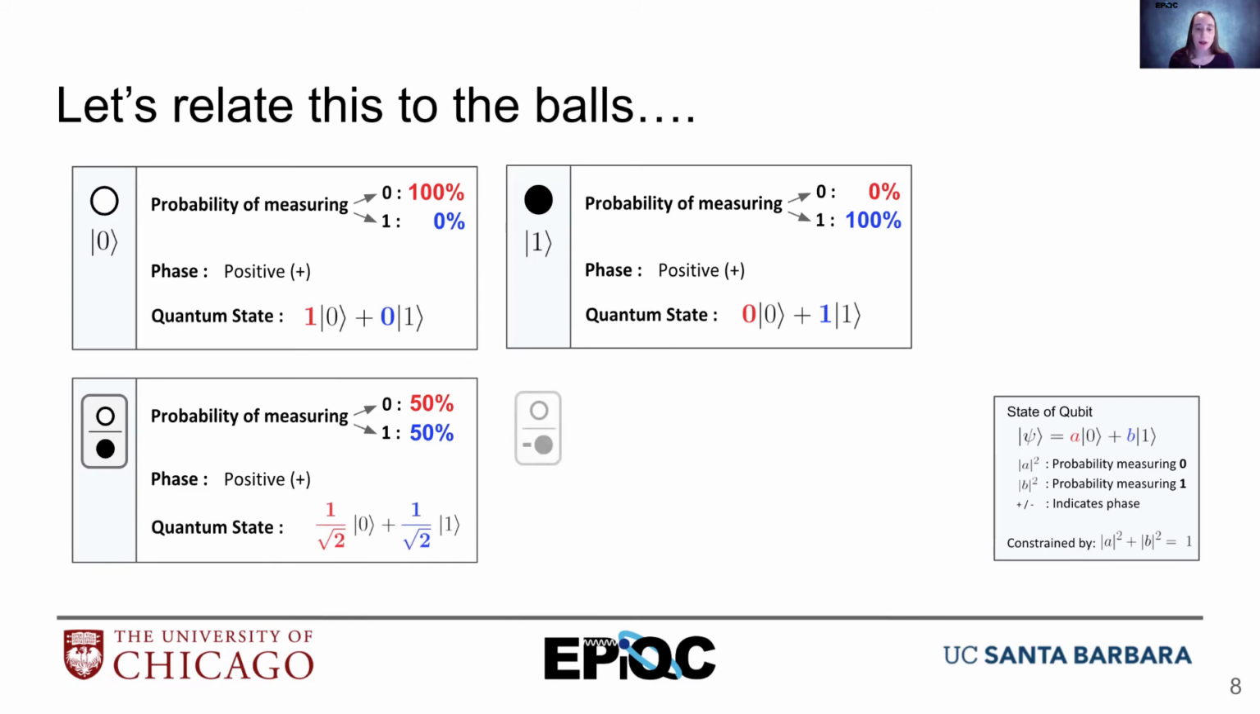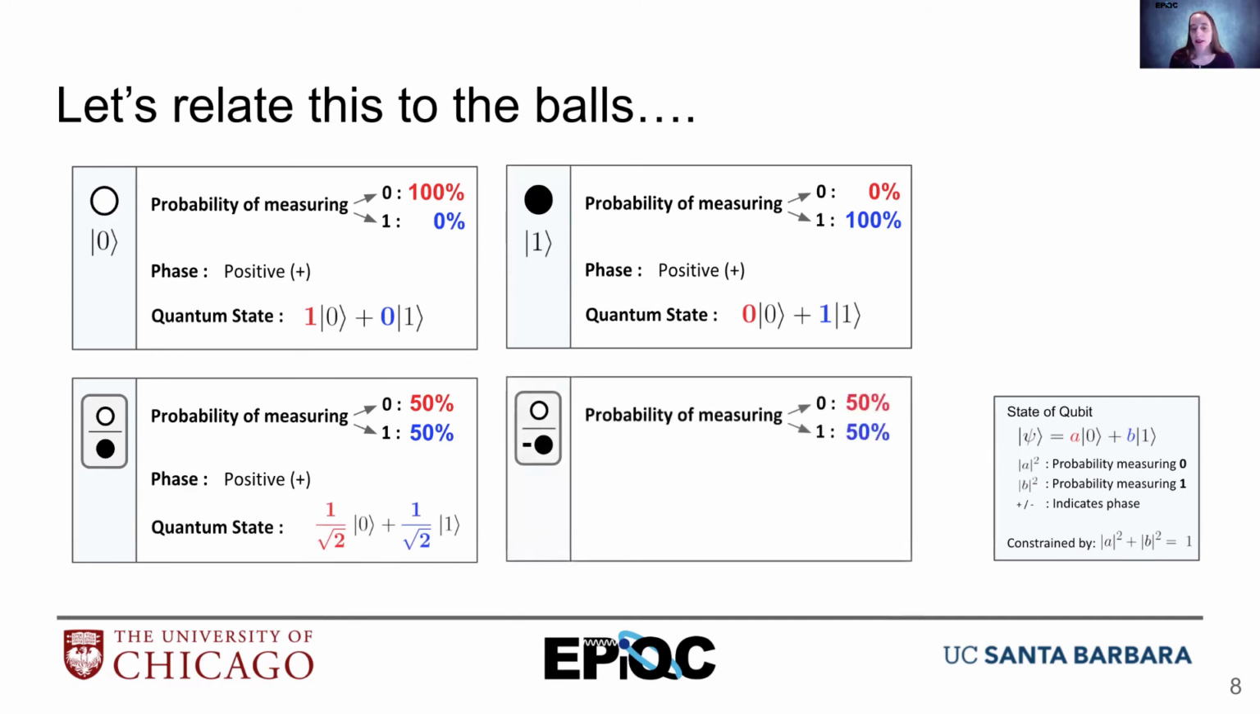Okay. Now let's look at if there's a negative sign. So if there's a negative sign, that means that my phase is negative. And so we put that as a negative sign instead of a positive sign.